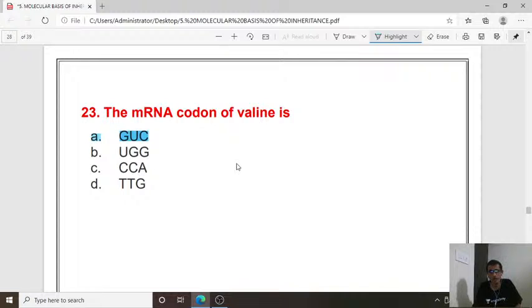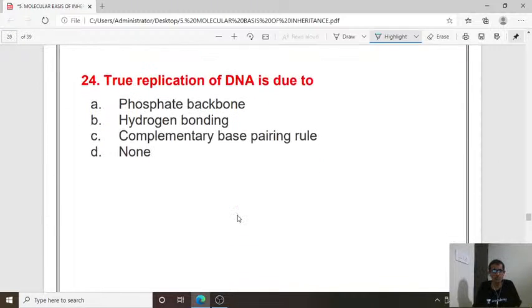So valine is replaced by glutamic acid. Research in which disorder? Genetic disorder. Sickle cell anemia, isn't it? Sickle cell anemia is the answer for that additional question. And next, for 24.